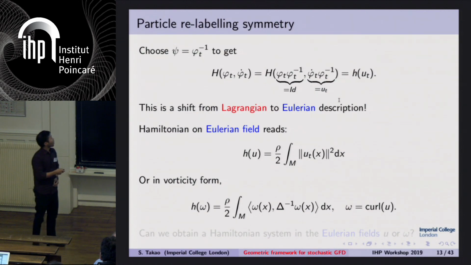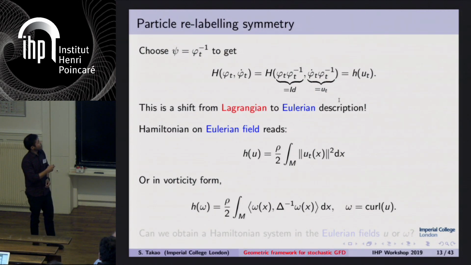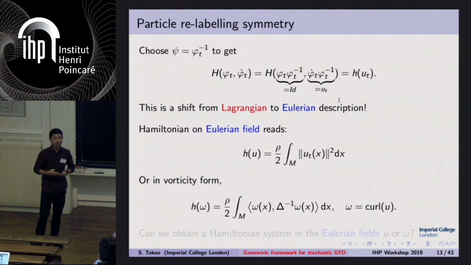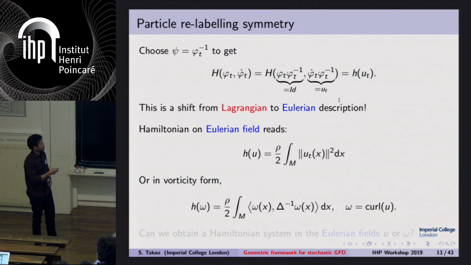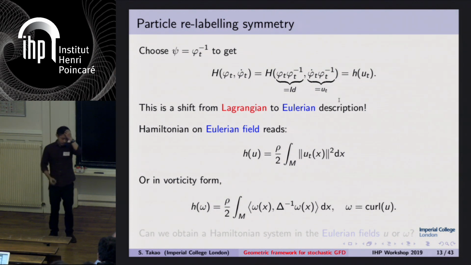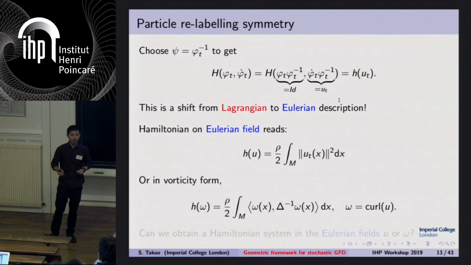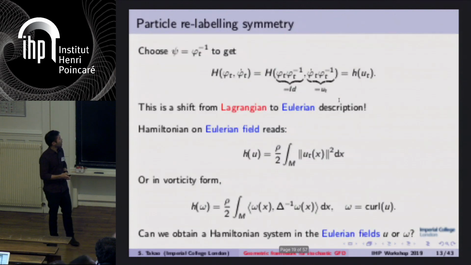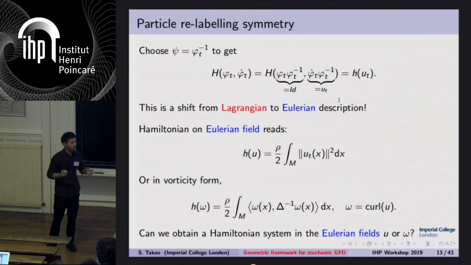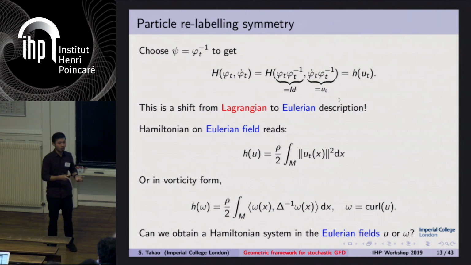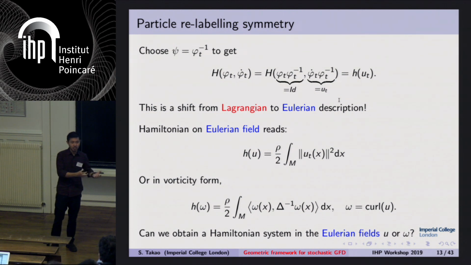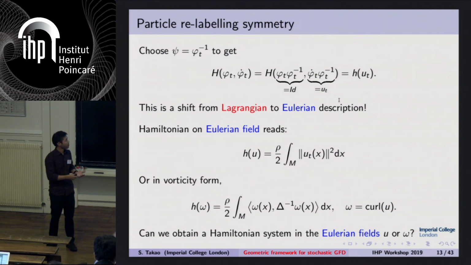Right, so our Hamiltonian now in the Eulerian field looks like this. This is just the velocity field squared and integrating over the whole space. And you can also write this in the vorticity form. So vorticity is the curl of U, and you can write it like this. So remember that we couldn't find useful Hamilton's equations on the space T star Diff vol because it was too complicated. But then I asked whether we can obtain a Hamiltonian system instead on the Eulerian fields U or omega. So we couldn't find Hamilton's equations in the Lagrangian variables, but can I get Hamilton's equations on the Eulerian variables?